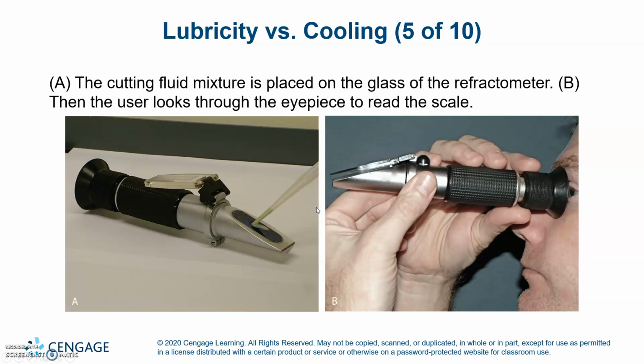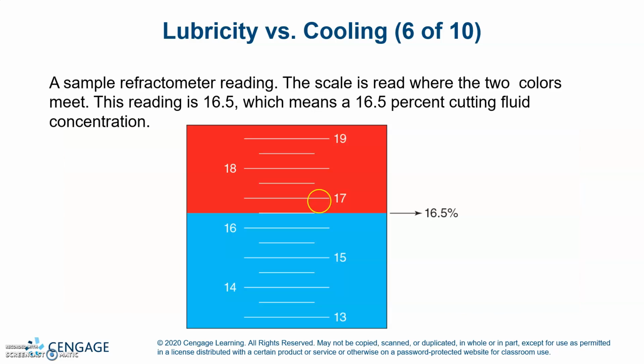The cutting fluid mixture is placed on the glass of the refractometer, and then the user looks through the eyepiece to read the scale. On a simple refractometer, the scale is read where the two colors meet. This reading is 16.5, which means a 16.5% cutting fluid concentration.